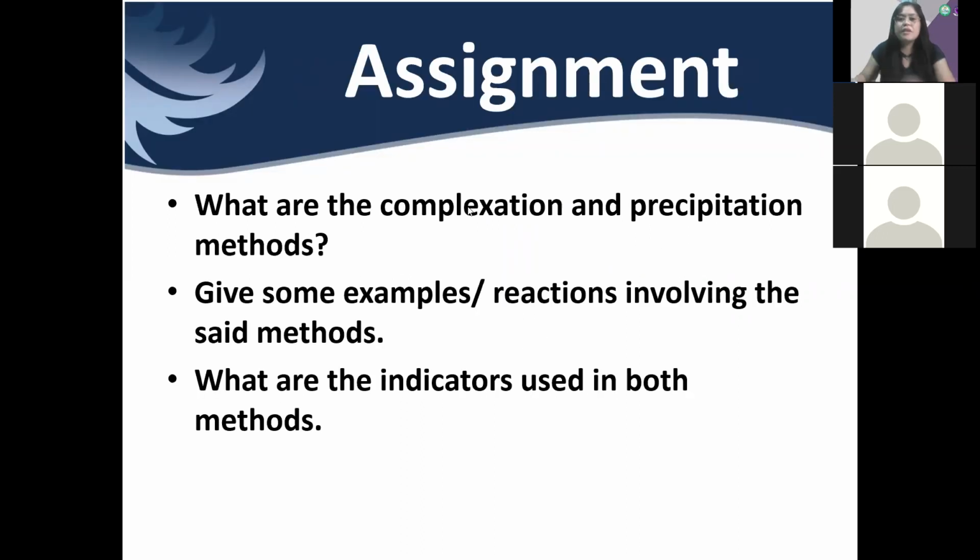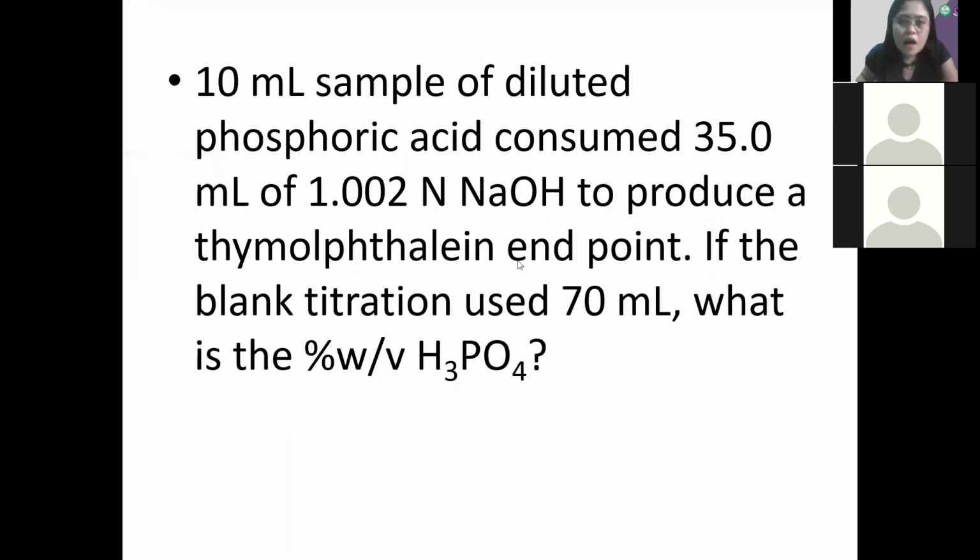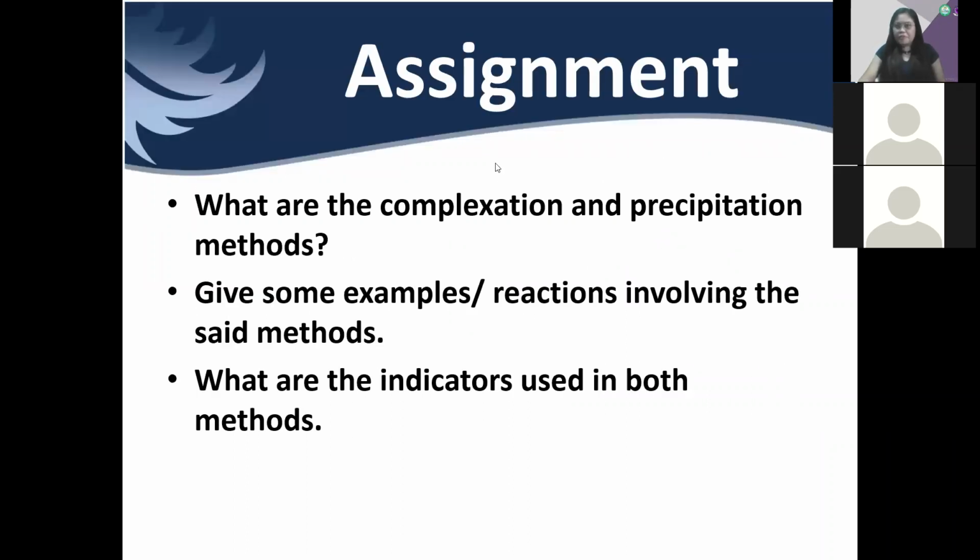Ito lang yung assignment ninyo. What are the complexation and precipitation methods? Give some examples or reactions involving the said methods. And what are the indicators used in both methods? So before we're going to proceed with the next lesson, I think I'll be giving you a quiz about alkalimetry. But before the quiz, I will be doing this one, this part here. Gagawin ko ito before our quiz next meeting. Anything else?